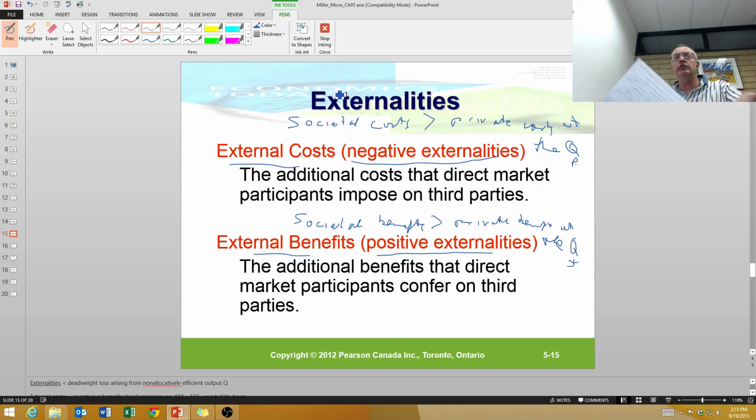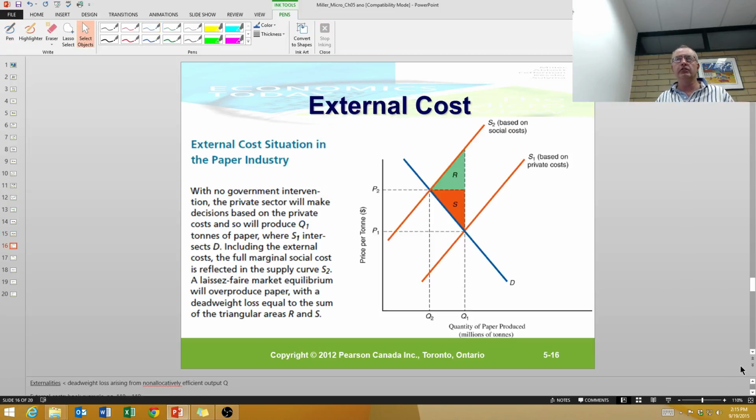Okay, so let's go through these things. We'll see that if we have either negative externalities or positive externalities, we end up with deadweight losses, and that means we're not at the point of allocative efficiency on our production possibilities curve. Okay, so first we look at so-called external costs.